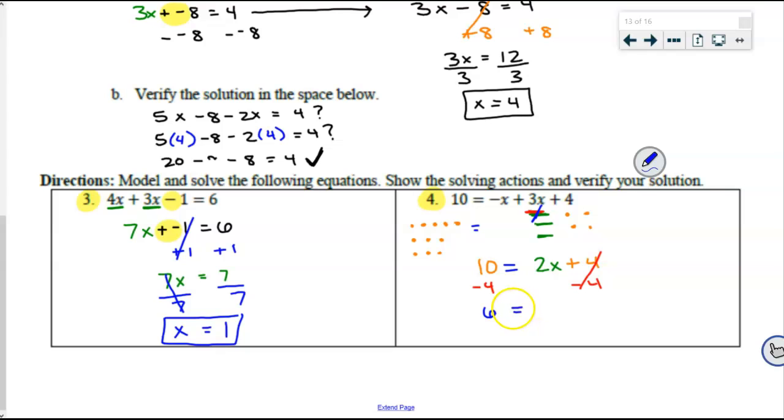Bring down the equal sign. 6 is equal to 2x, because the 4 minus 4 zeroed out. We divide each side by 2, and we get 3 is equal to x.